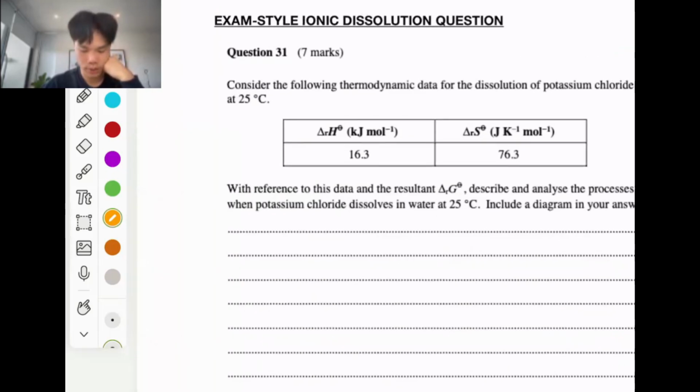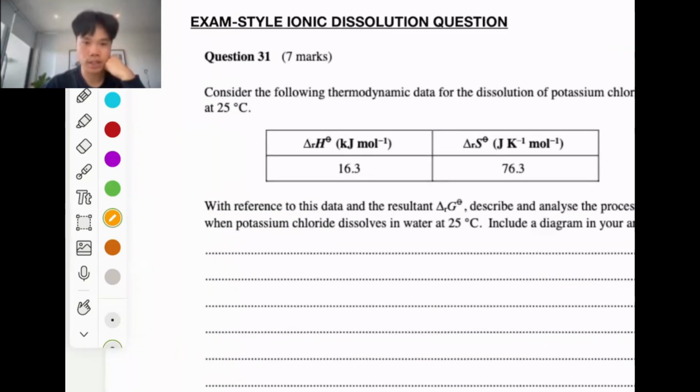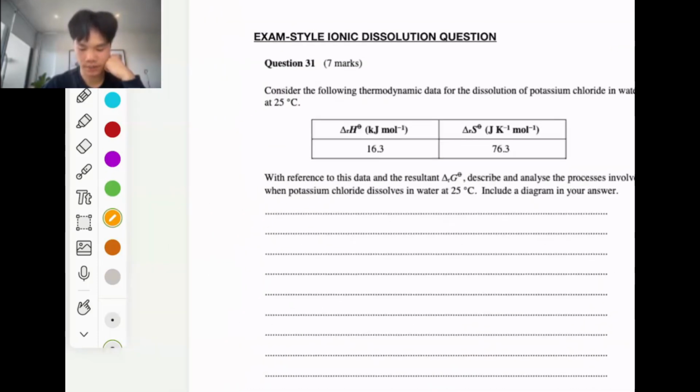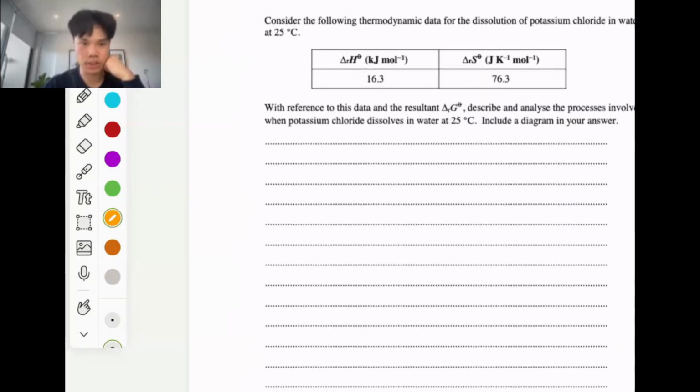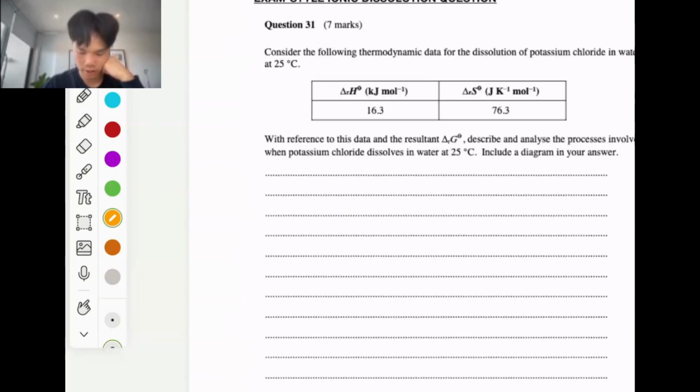I would have a go at this question, for most of you, because I think a lot of you said this is not too comfortable. Have a go at this question later, where you try to justify why the delta G is the way it is, and what are the processes involved with dissolving potassium chloride. So take a mental note or write it somewhere in your to-do list. There's an answer below to compare against.